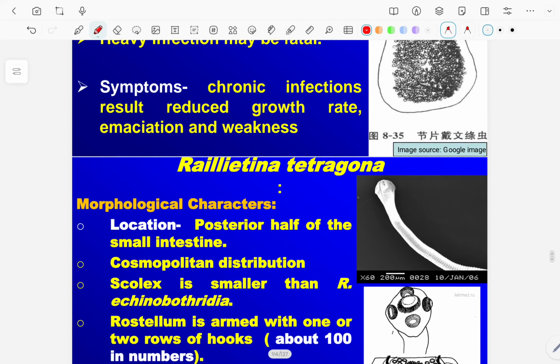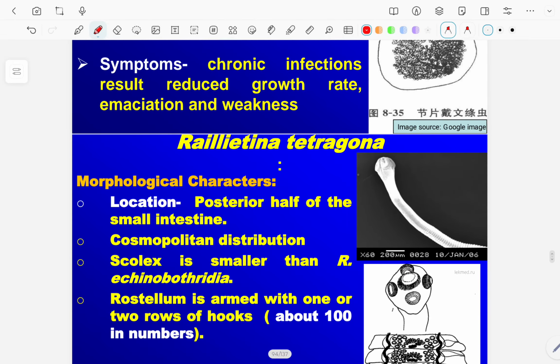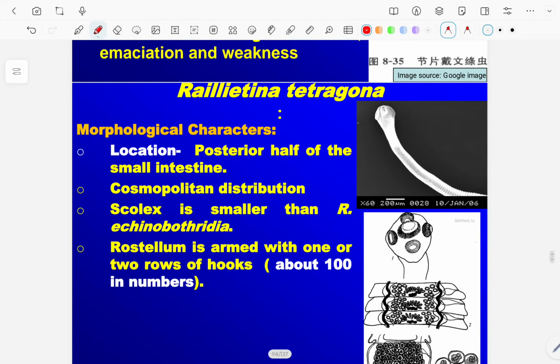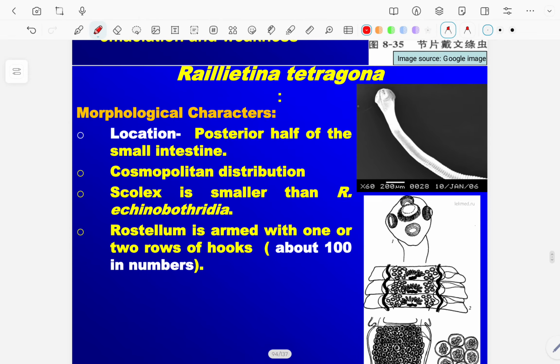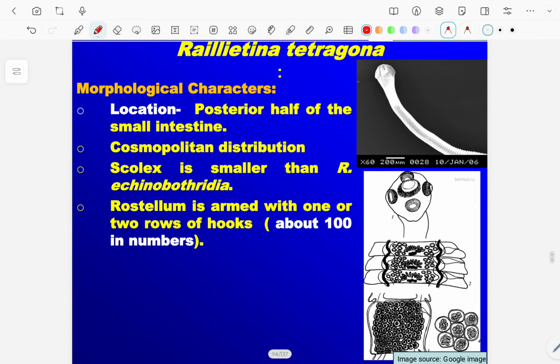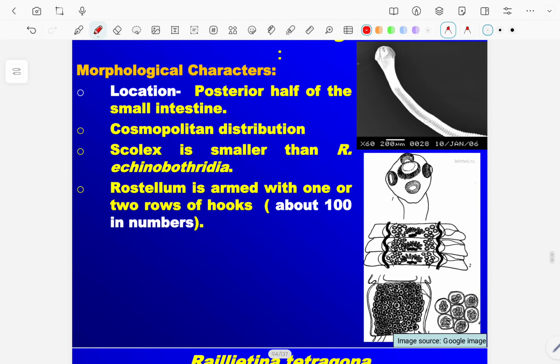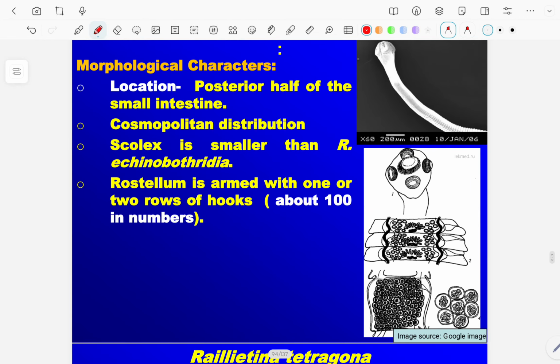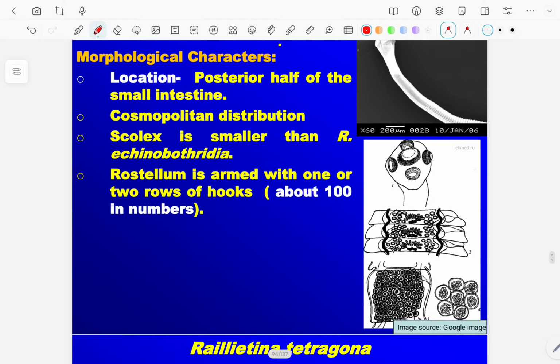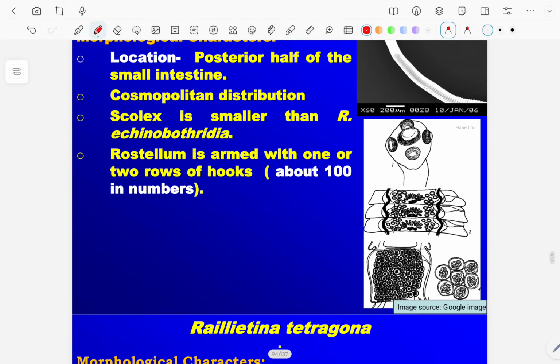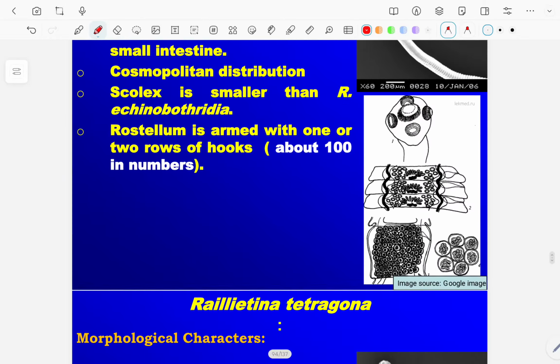Raillietina tetragona. Morphological characters: located in the posterior half of the small intestine. Cosmopolitan distribution. The scolex is smaller than that of R. echinobothrida. Rostrum is armed with one or two rows of hooks, about 100 in number.